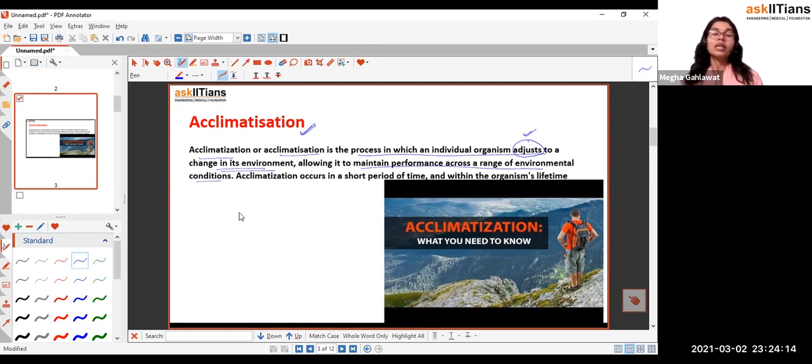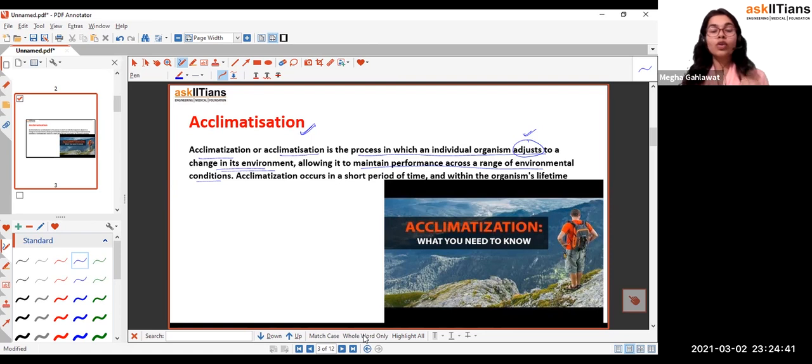This basically means that we can acclimatize or adjust to the mountains, the desert, the plain areas, the forest, right? Also, acclimatization occurs in a very short period of time. That means our bodies are strong enough to quickly adjust to any kind of environment.